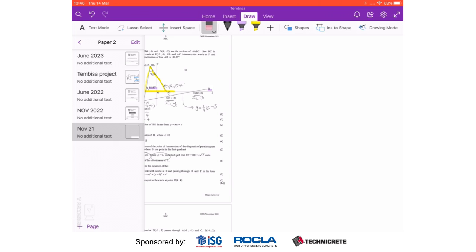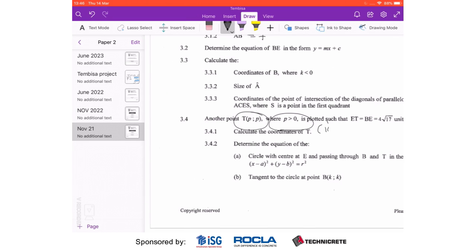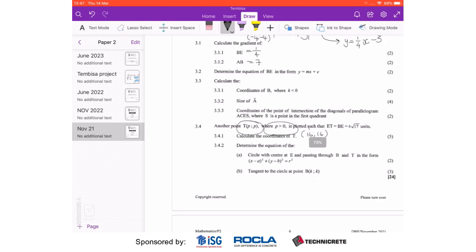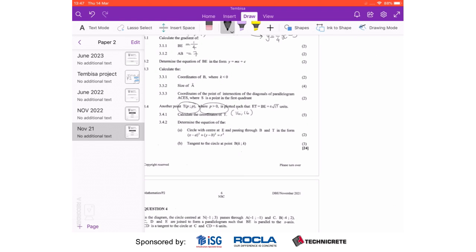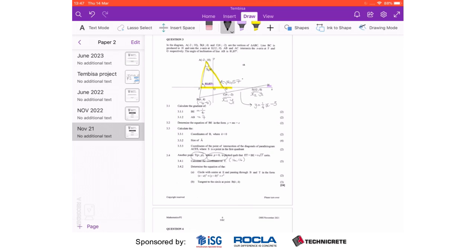Okay, let's look at the next question. So we got my coordinates of T to be 16, 16. Next, it says determine the equation. So we're finding equations for 2 questions. Determine the equation of a circle with its center at E, but it's passing through points B and the T that we just calculated. So the T that we just calculated is far off actually, because if this is 12 here, it's got to be around 16 somewhere here. And this is 10, so it'll be very far up, 16 somewhere there.